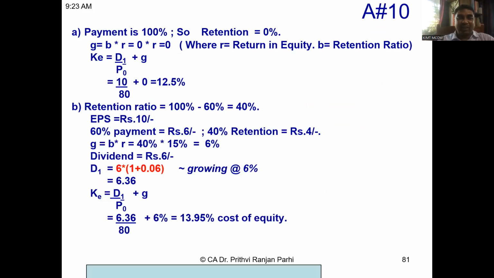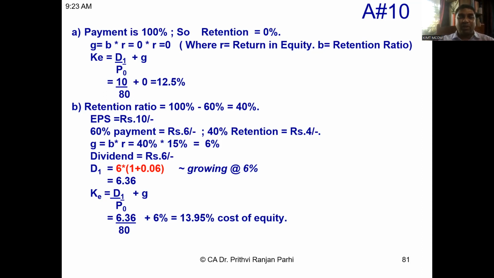Now, you see the second part, how it is solved. Retention ratio is 40% because payout ratio is 60%. EPS is rupees 10. So 60% will be paid, that means on this 10 rupees, 6 rupees will be paid. 40% will be retained, so 4 rupees will be retained. Growth is equal to retention ratio into return on equity. That is 40% into 15%. It comes to 6% growth.